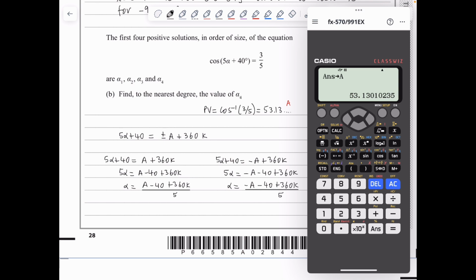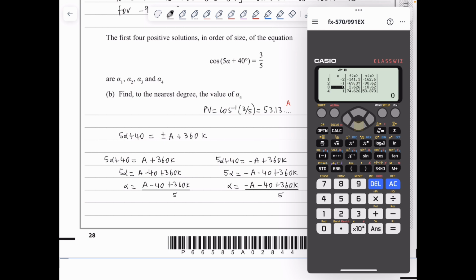Once more, I'm going to go on my calculator. I press menu, it's option 9, and we go to f of x, which is going to be the A minus the 40 plus the 360x, and everything divided by 5. This is the first equation. The second equation goes negative A, and we've got minus 40 plus the 360x, and everything divided by 5. I will go from negative 2 up to 5. We're looking for the fourth positive solution. So let's see all the solutions.